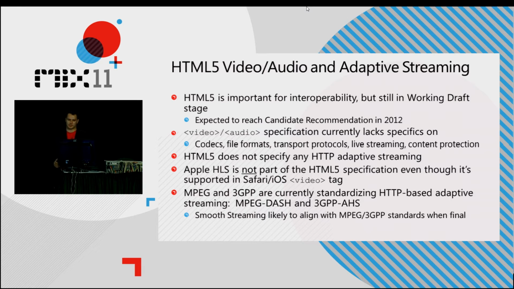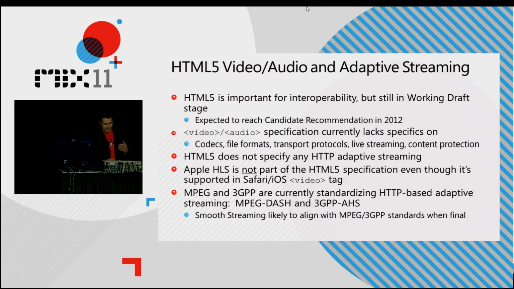So it lacks specifics on codecs. I'm sure you all heard that discussion. Should we use H.264 or WebM or some other codecs and so on? It really lacks specifics on file formats, transfer protocols, live streaming, DRM. There's really no standard DRM to use in HTML5. And so among the things that it doesn't specify is also adaptive streaming.